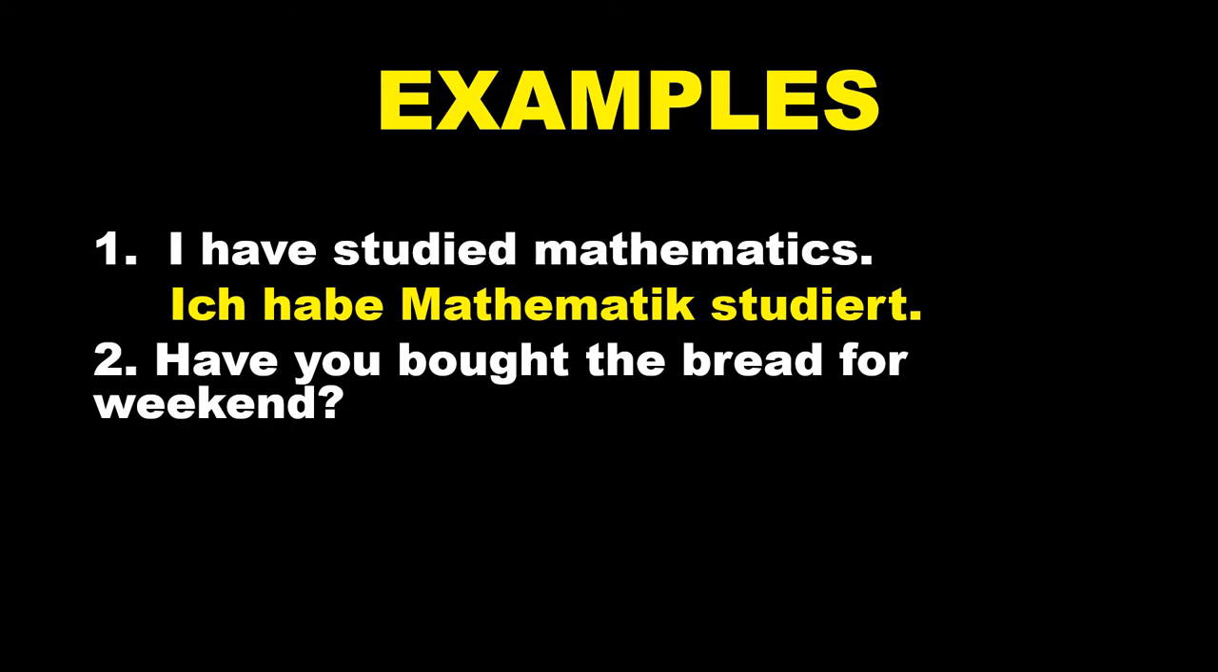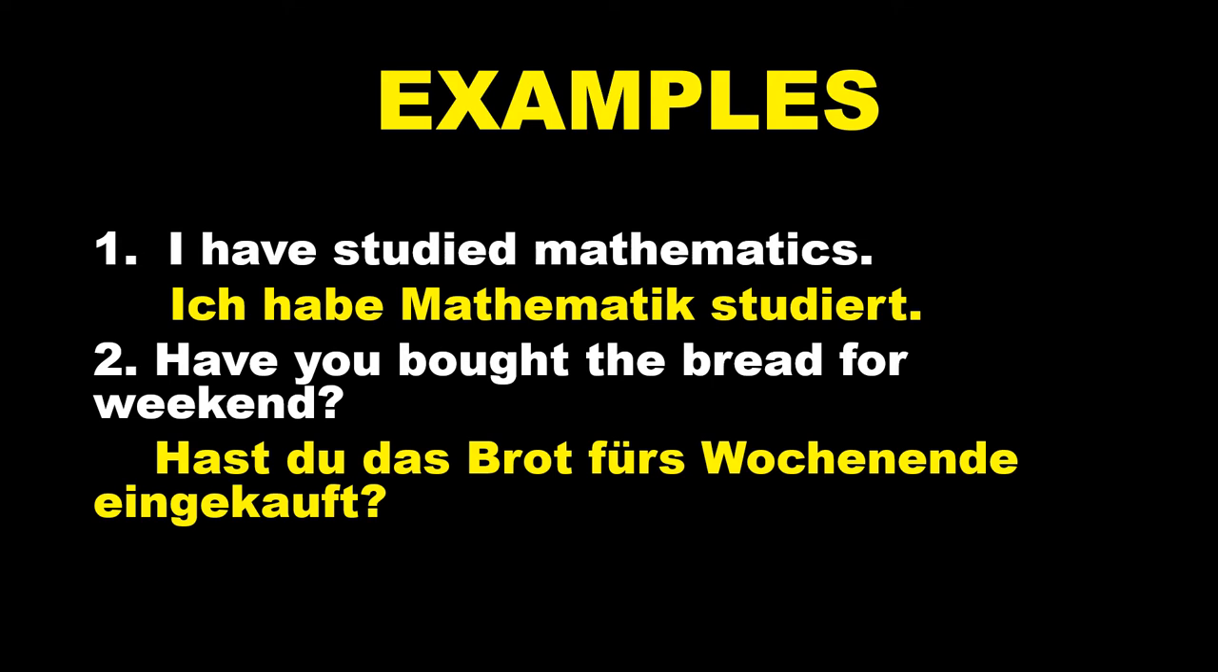Let's go ahead. Let's take one more example. Have you bought the bread for the weekend? So it's a question form. Let's see how to frame this German version. Hast du das Brot fürs Wochenende eingekauft? Now you must be wondering, what is fürs? Actually, it's a combined word. There are two words in it, für and das. That is the article. But in short, we can also write fürs. Für das Wochenende. Wochenende is Neutrum. That is why das Wochenende. And instead of writing separately, für das Wochenende, we write fürs. Hast du das Brot fürs Wochenende eingekauft?